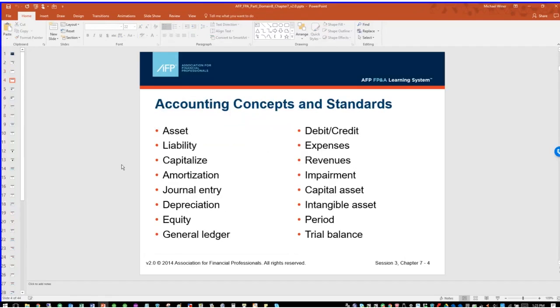Okay, so there are accounting concepts. I'm not going to go through them again. We went through them, you can go back to the slide, but you know what these are. If you're unfamiliar with any of them, you certainly need to know these. These are the building blocks.